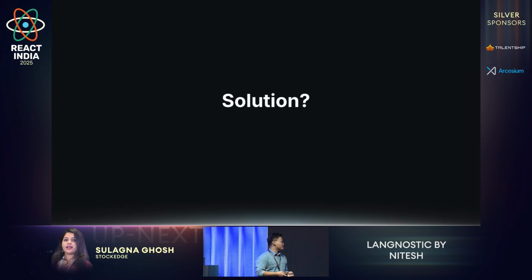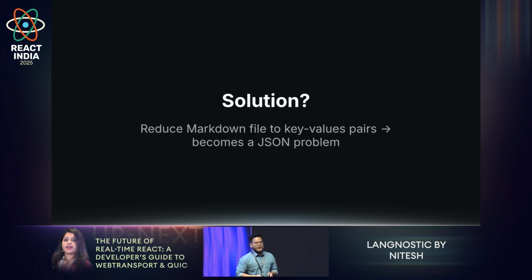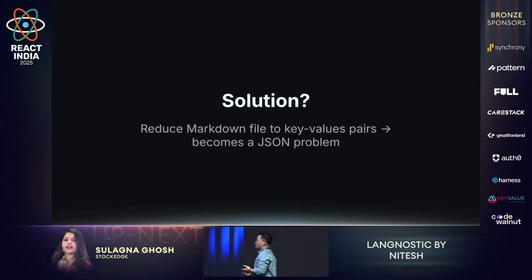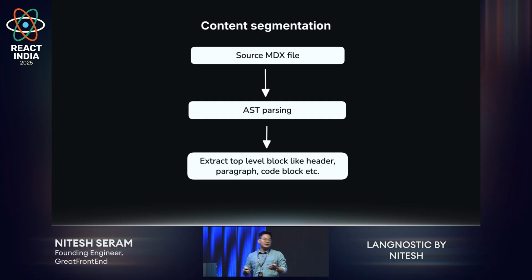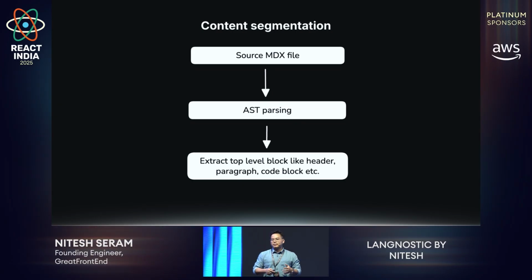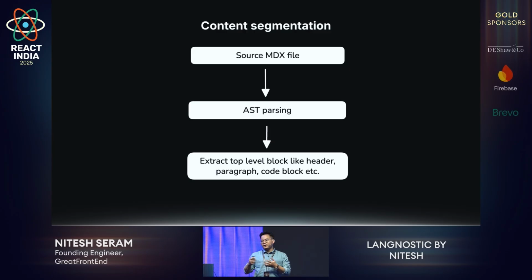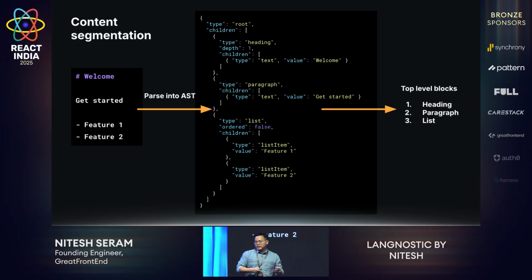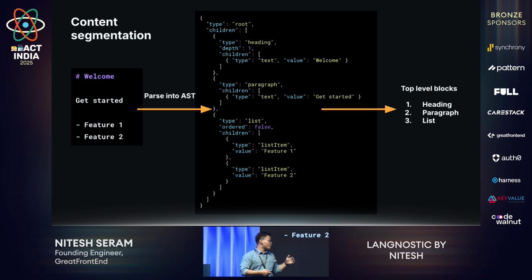So what exactly is the solution? We reduce the Markdown file into key-value pairs, so it again becomes a JSON problem. How do we do that? The first step is breaking down the MDX file into multiple blocks of content. We pass the Markdown file into an AST parser, which converts it into a tree-like structure, an abstract syntax tree. From this tree you can extract the top-level blocks like the header, paragraph, and list.